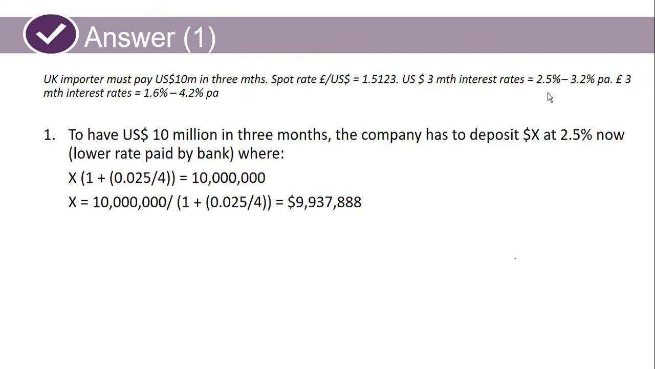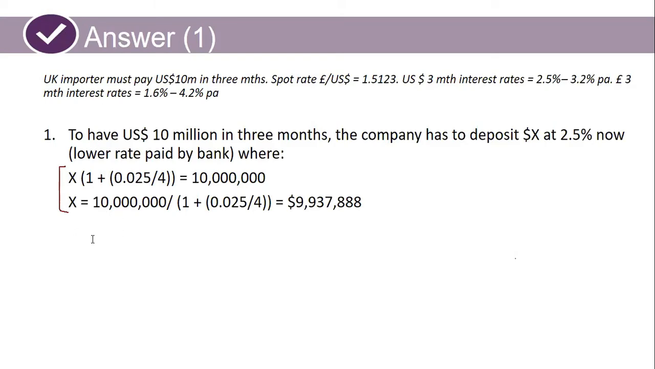Now you are putting money in the bank, which will give you 2.5%, the lower rate. So again, I'm using the same formula: present value into this one is equal to future value, and we get the number 9937. I'm sure I don't need to explain this formula. I really don't want to spend time on it. We already know that future value is equal to present value.